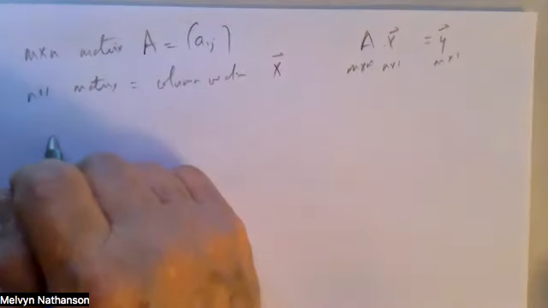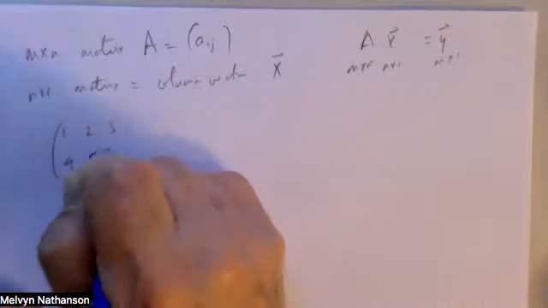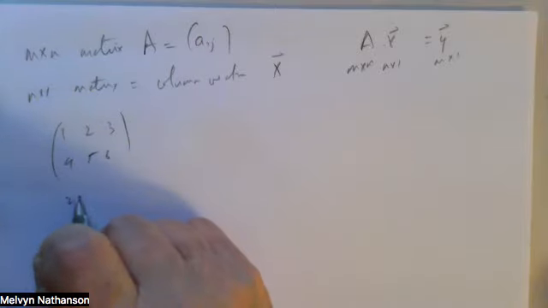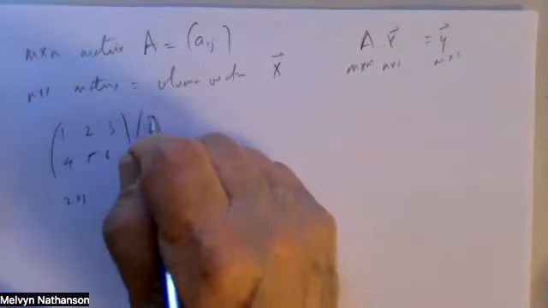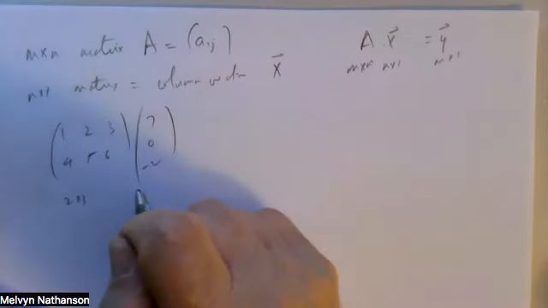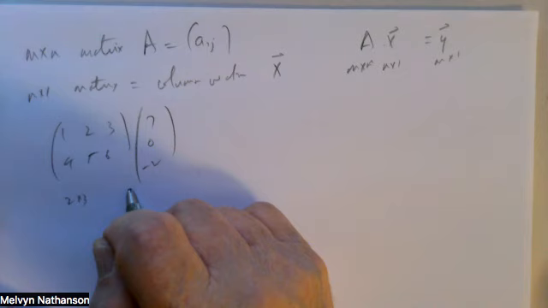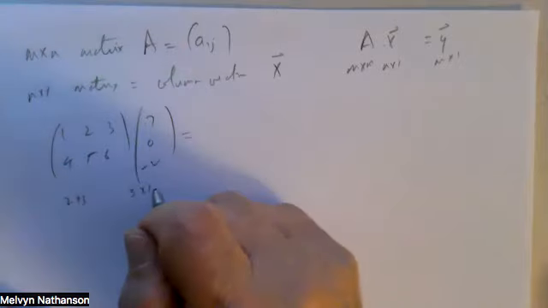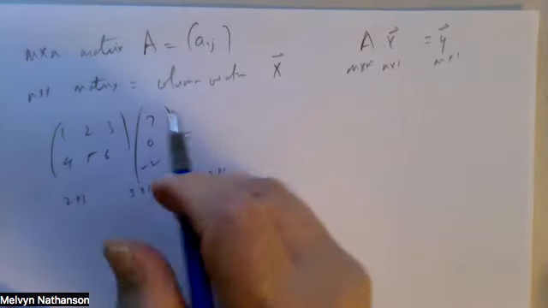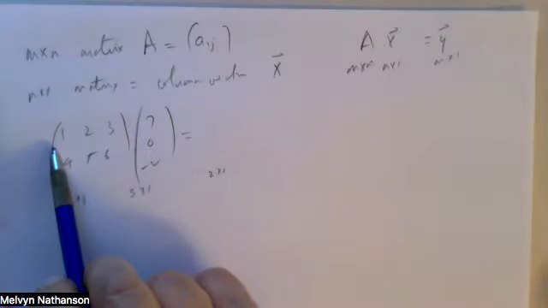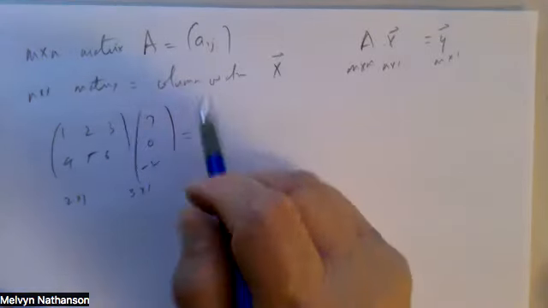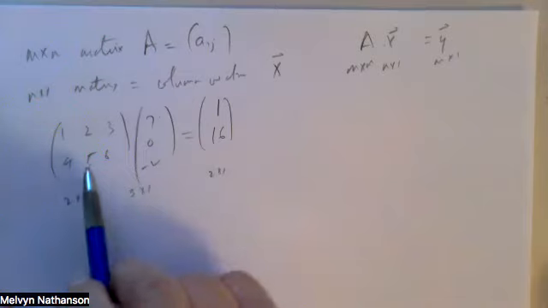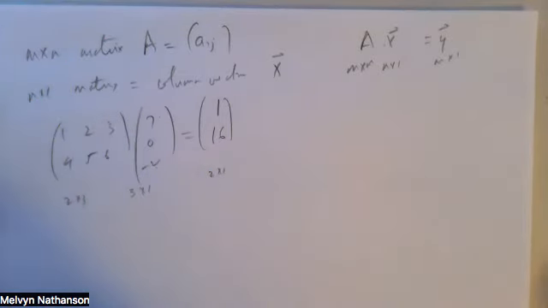And let's look at an example. Suppose we have 1, 2, 3, 4, 5, 6. This is a 2 by 3 matrix, times the vector 7, 0, minus 2, which is 3 by 1. You're going to get a 2 by 1, or a two-dimensional column vector. When you do the matrix multiplication, you get 7 minus 6 is 1, 28 minus 12 is 16. This matrix times this vector is this vector.